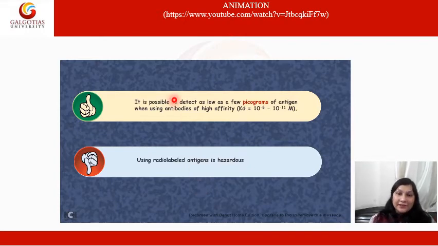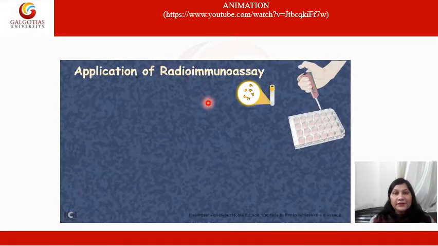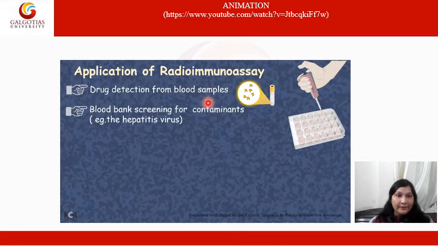This is a very sensitive technique and it is possible to detect concentrations in picograms of antigen using the RIA technique. Now what are the applications of RIA? Drug detection from blood samples. This can also be used in doping, and blood bank screening of contaminants, for example hepatitis virus.